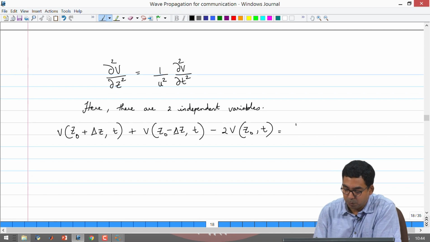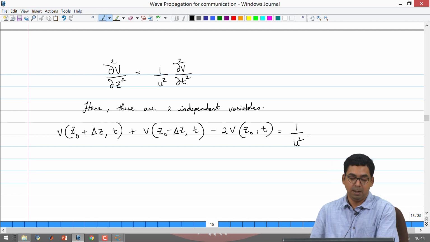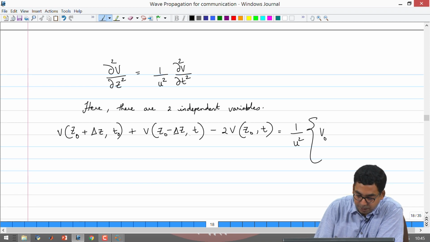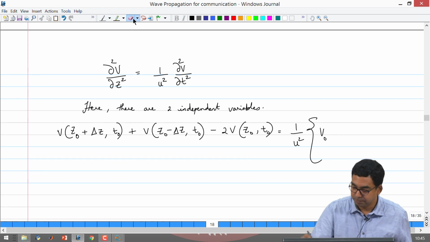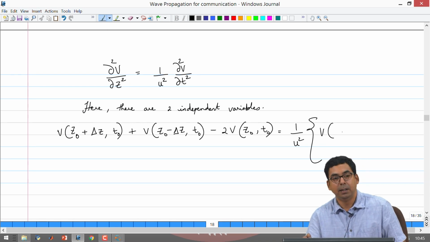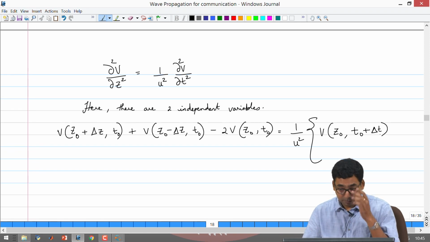is equal to 1 by u square. U is the velocity, has to be known, right, and on the right hand side I will be having V of, okay, let us make this T naught to be consistent. So, T naught, T naught, T naught. On the right hand side I need to take the derivative with respect to time, alright. So, the spatial coordinate would remain at z naught, I will have T naught plus delta t.